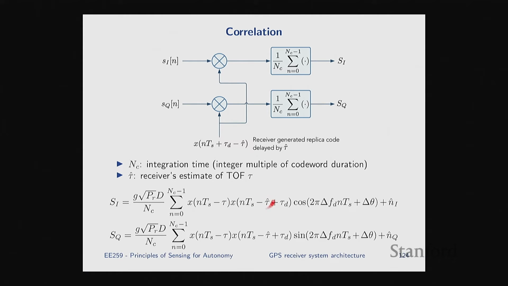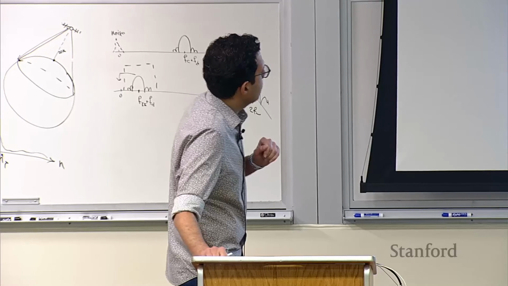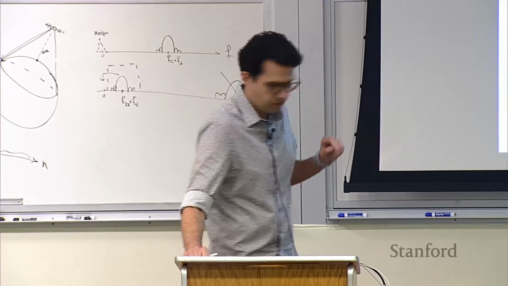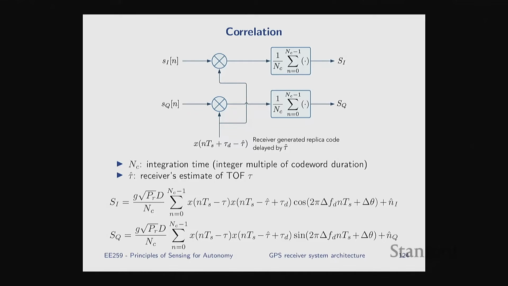So the receiver varies tau hat and looks at this number, which is the value of the correlation at 0. And when this number S_I is maximized, that means your tau hat is equal to tau, because you have perfectly aligned things. Yes? Tau hat minus tau d be equal to tau for maximum. Oh yeah, you're exactly right, and it's actually tau hat minus tau d. I was assuming tau d is 0, but you're absolutely right.